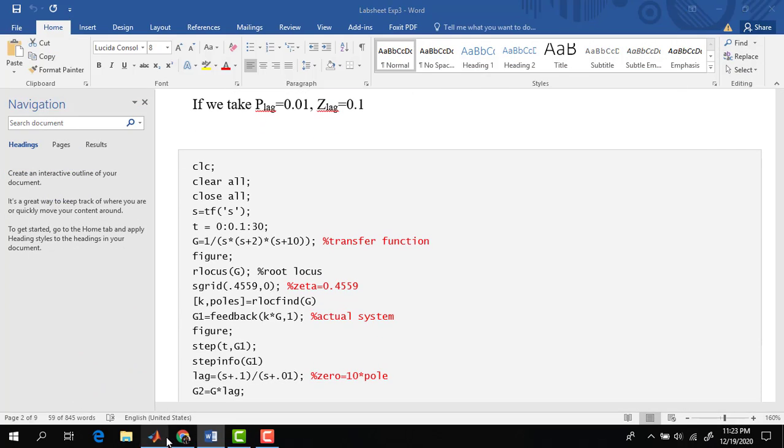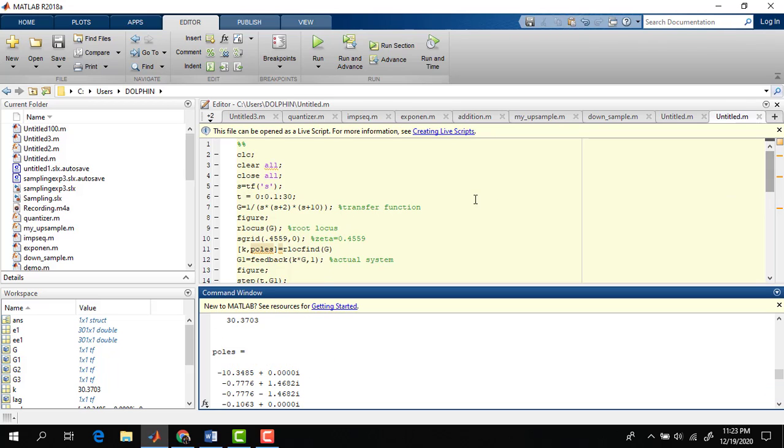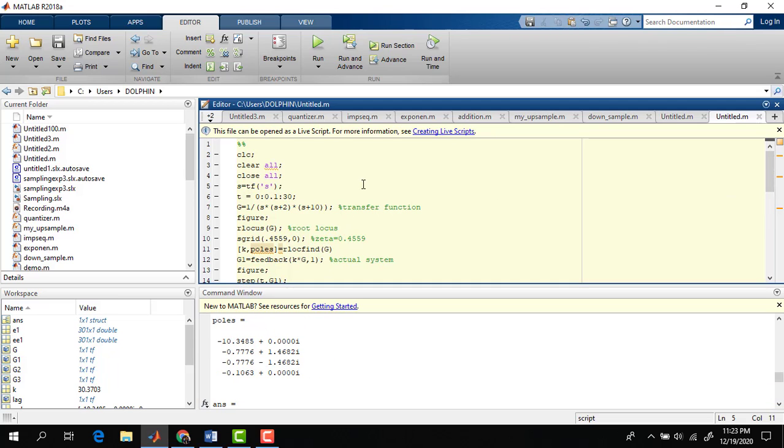So let's go to MATLAB. I've already written the code here. The regular drill: clear all, clc, and close all. Then we are defining s as a transfer function. This is our uncompensated system, G equal to 1 by s into (s plus 2) into (s plus 10). You may find a different transfer function when you go for an exam, so just mind this.